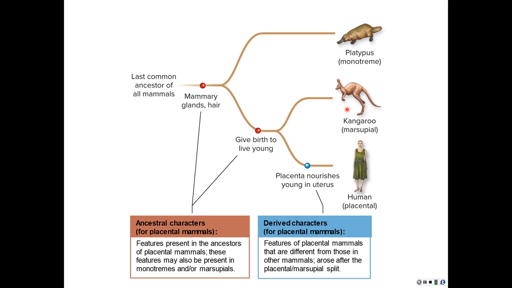We would refer to these ancestral traits as being plesiomorphic. That's a plesiomorphic trait. So having mammary glands and hair is plesiomorphic. So the fact that a human has mammary glands and hair is plesiomorphic. It is the ancestral trait. It's what our ancestor had. That's why we have it. These are also sometimes known as plesiomorphies.